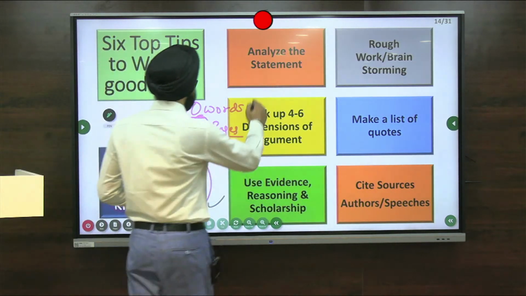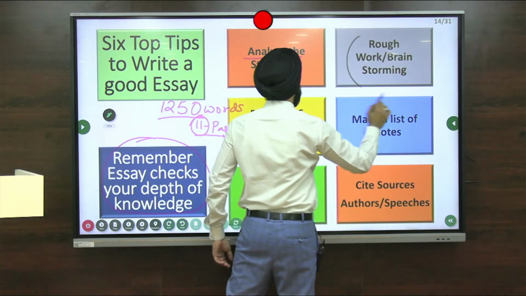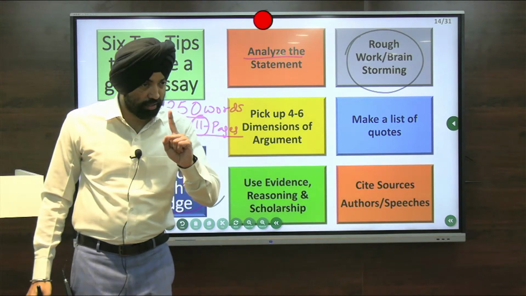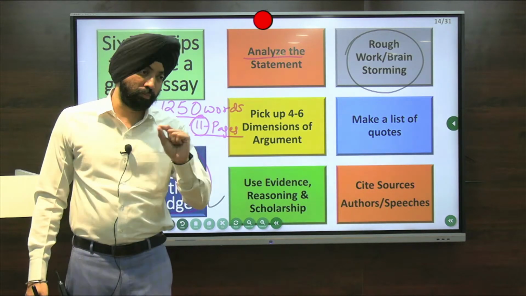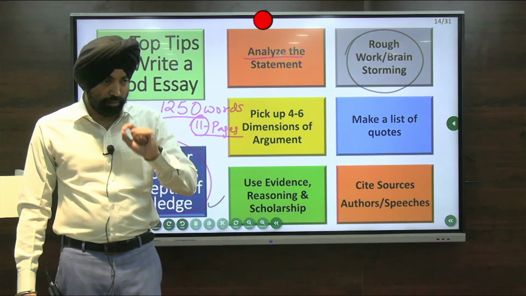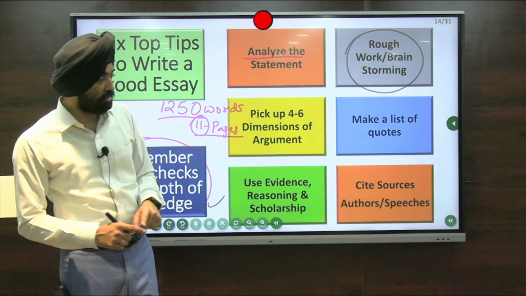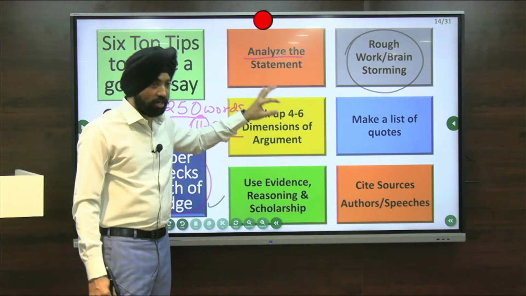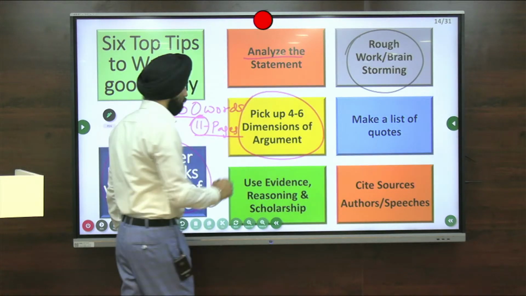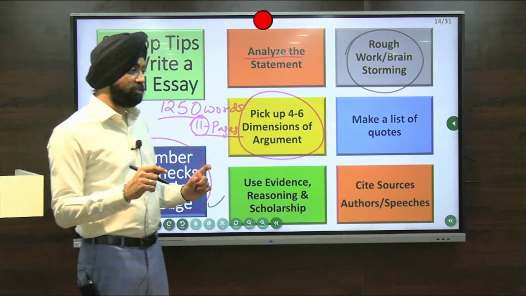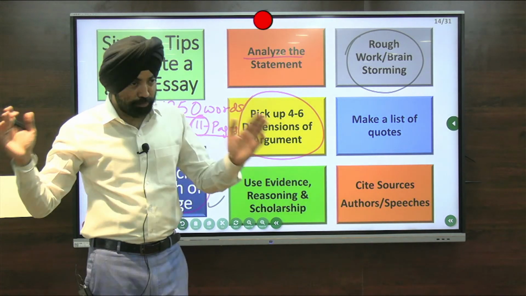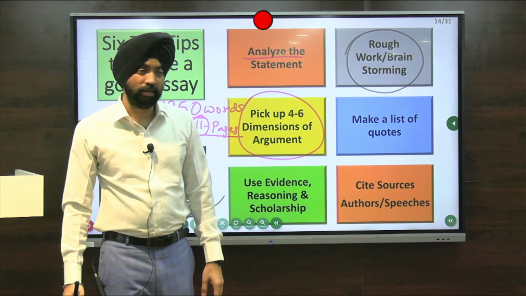You need to analyze the statement and do brainstorming. You generally get 1.5 hours to write one essay. What it is suggestive is that you should brainstorm for minimum 15 to 20 minutes on how to write, creating a rough work of structure of your answer. Then you start writing your essay answer. Very important, picking up of dimensions, very difficult in essay because the dimensions have to be completely opposite to each other and a very wide spectrum you have to pick up when you are writing your essay.